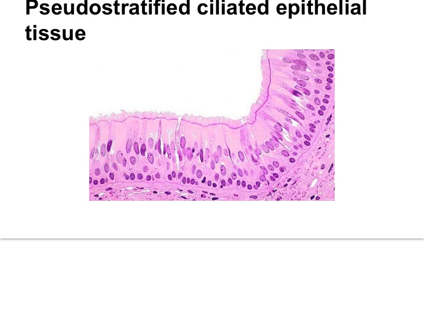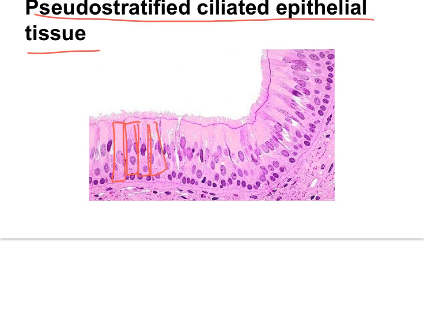This is one of my favorites. This is called pseudostratified ciliated epithelial tissue. That sounds very scientific, doesn't it? So pseudostratified columnar. So that means that these are these long, tall cells that look like they are more than one layer, but actually the nuclei are just not lined up, and so it's falsely columnar.